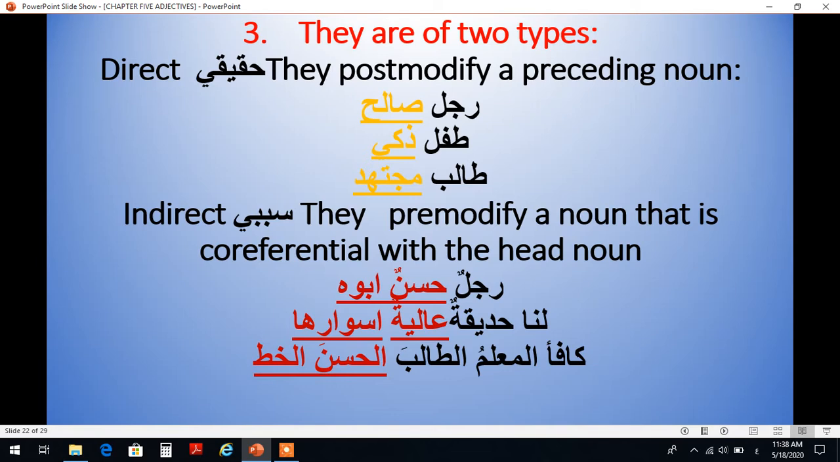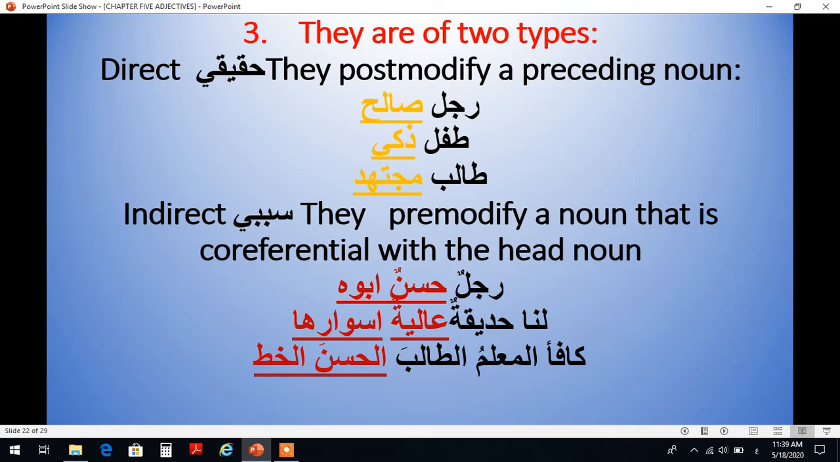النوع الأول يسمى direct أو حقيقي. They post-modify a preceding noun. توضع هذه الصفات بعد الاسم الذي تريد وصفه، كأن نقول رجل صالح، طفل ذكي، طالب مجتهد. أما النوع الآخر which is called indirect أو سببي. They premodify a noun that is co-referential with the head noun. توضع قبل الاسم الذي تريد وصفه، وتكون هنالك علاقة بين ذلك الاسم والاسم الرئيسي اللي هو head noun في الجملة.